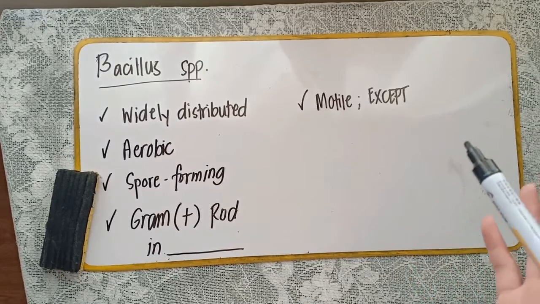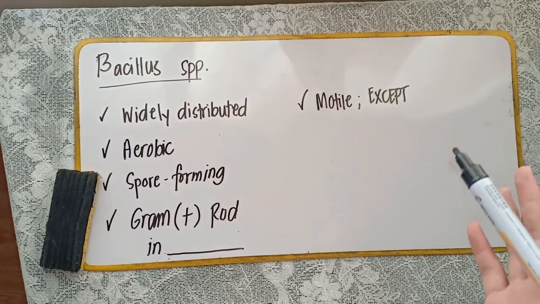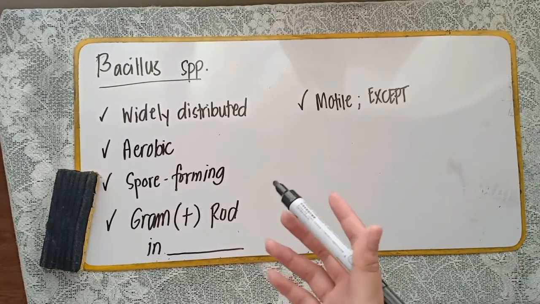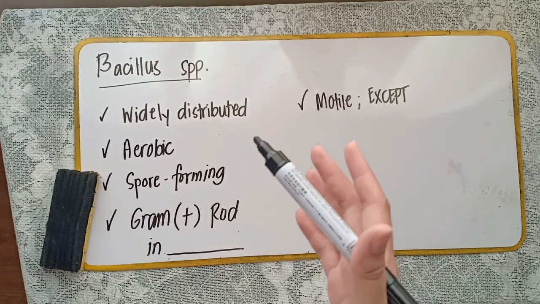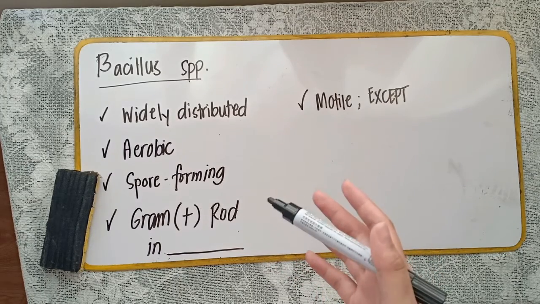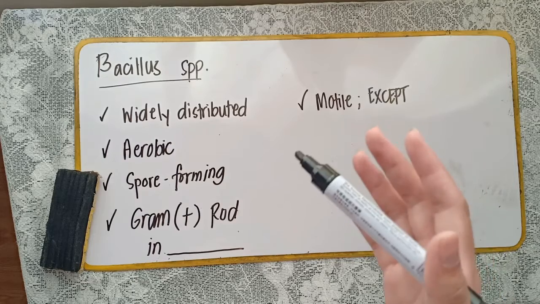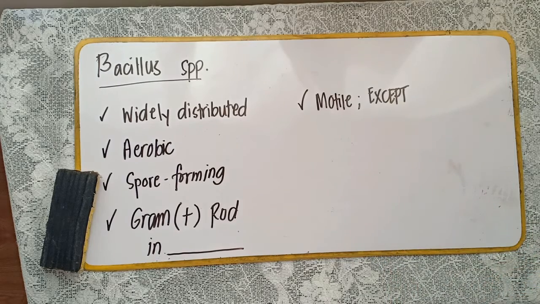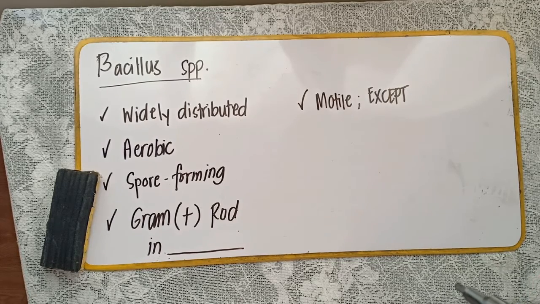Okay, now for the general characteristics of this bacteria, they are widely distributed. Your Bacillus species, they are widely distributed in the soil and the environment. Now there are at least 100 species belonging to the Bacillus organism. Now, your Bacillus species, they are aerobic bacteria. Sometimes, yung iba, pwede ring facultative anaerobes yung mga yan.